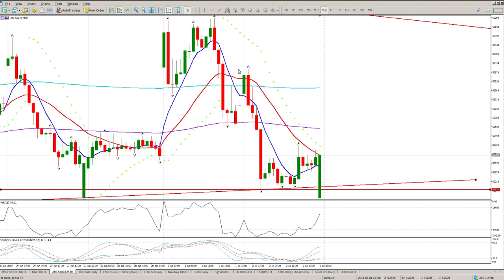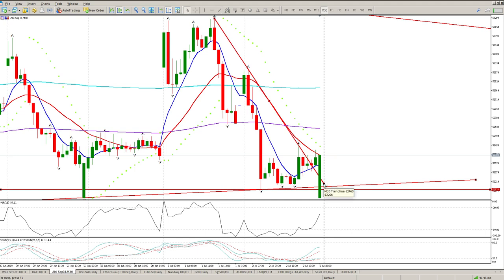But as expected, we got to the bottom area here and we just hovered around here. So the question is whether we are building a base for a turn to the top, in other words, creating a smaller range here, or are we heading down?